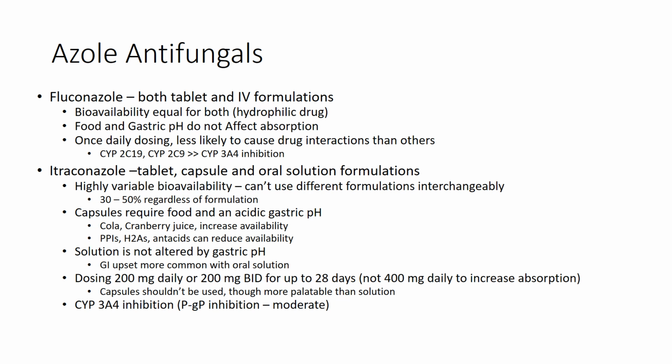Solution isn't necessarily altered by gastric pH, but it does cause much more GI upset than the other formulations. Dosing of this is usually 200 milligrams a day or 200 milligrams twice a day for up to 28 days. Something to consider, though, is that a lot of people will try to do 400 milligrams once a day to make it easier for the patients to take. It does not happen to help with absorption. So 200 milligrams BID tends to be the better choice. And we also don't recommend capsules being used just because they are so variable in their bioavailability, even though they might be easier to take than the solution. These drugs do cause CYP3A4 inhibition and P-glycoprotein inhibition as well.